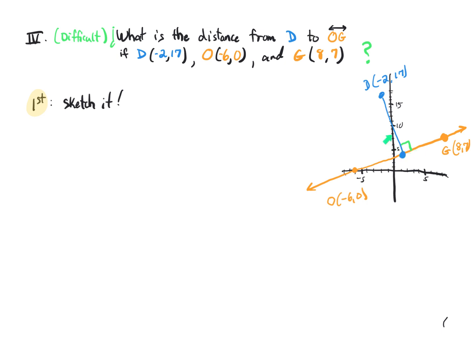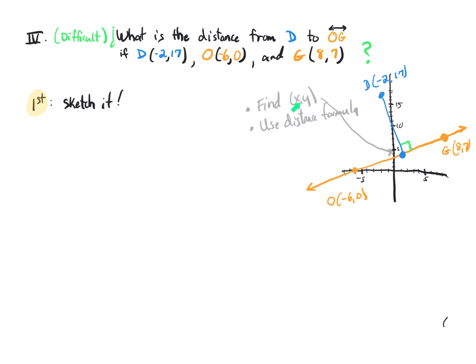However, how do we find the distance from D to this blue point? How do we find the length of the segment? We need to use a distance formula, but we can't use a distance formula unless we know the point right here. We know that this one is -2, 17. What is that point? So we have to find that point before we can use the distance formula that will give us the distance from D to the line.